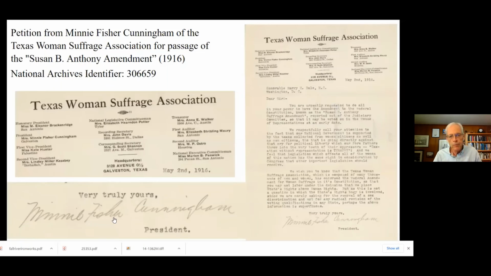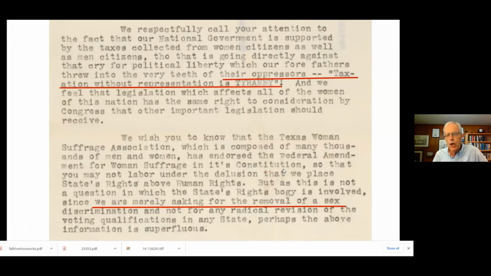The Jim Crow era, you can see reflected in this Texas document, the Texas Woman Suffrage Association. And I'm going to take you right to a passage in it, because they're saying in the petition, the same argument we've heard before, that taxation without representation is tyranny. Okay, but there's more, because here in the next paragraph where I have it underlined in red, look what they say. We're merely asking for the removal of a sex discrimination and not for any radical revision of the voting qualifications in any state.